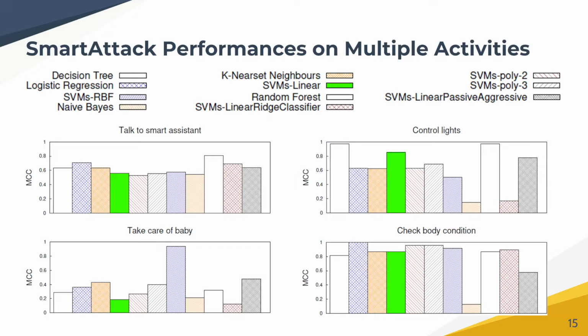We have 12 different user activities listed, and we are just showing 4 of them. And we have used 11 different kinds of machine learning algorithms, and as we can see from the graph here, all 4 user activities shown here, for almost all the machine learning algorithms, we can get a relatively good result. And for the graph on the bottom left, take care of the baby, even though many other machine learning algorithms are not so good, we still have at least one machine learning algorithm performing with a really high MCC value.